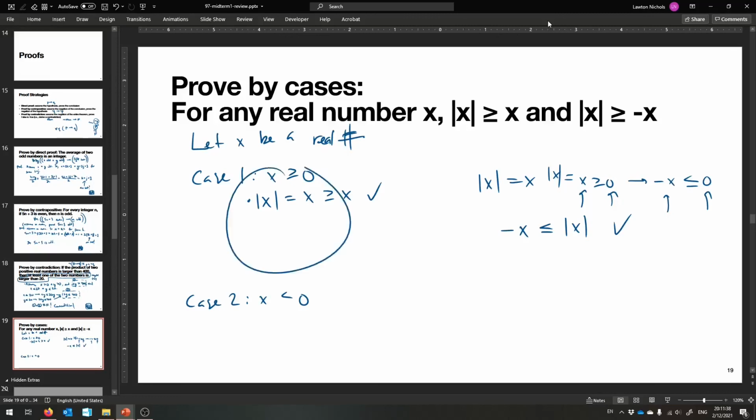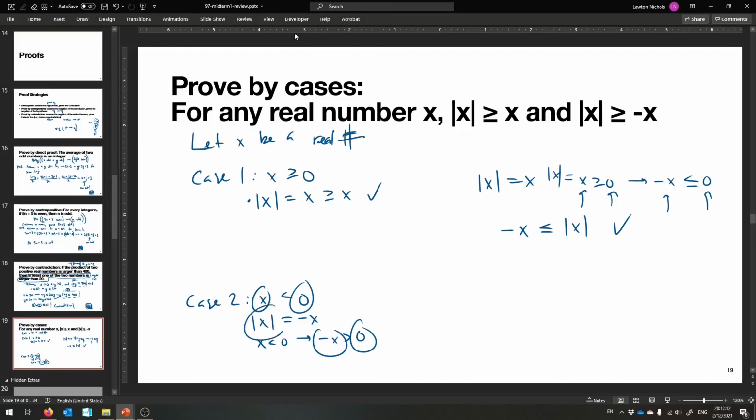Okay, that is case 1. Let's do case 2. So x is less than 0. That means that the absolute value of x is equal to negative x. And negative x is going to be greater than 0. We know that because if you take x less than 0 and negate both sides, you get negative x is greater than 0. And also x is less than 0, so we can again chain these together, where we've got x, and then 0, and then negative x, which is equal to the absolute value.